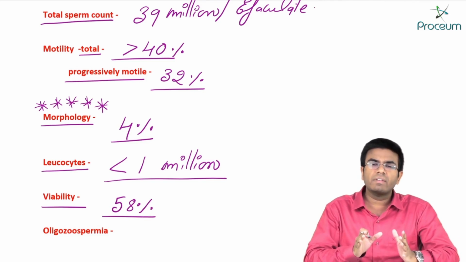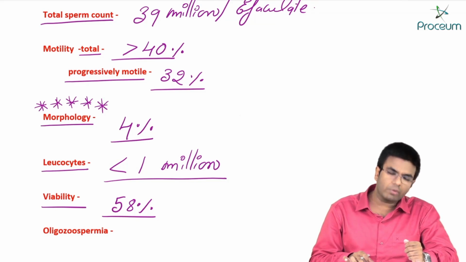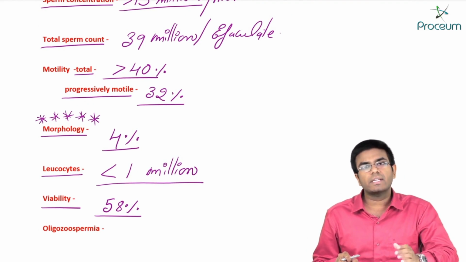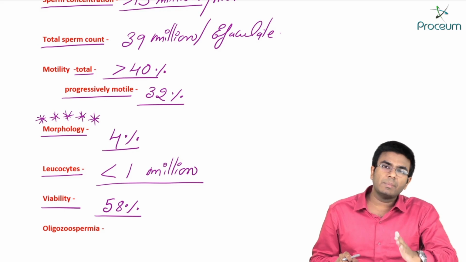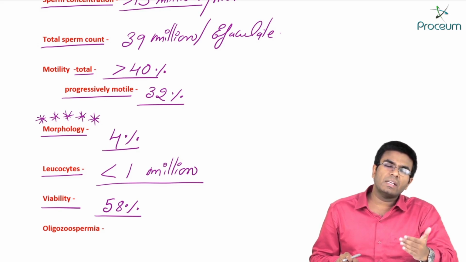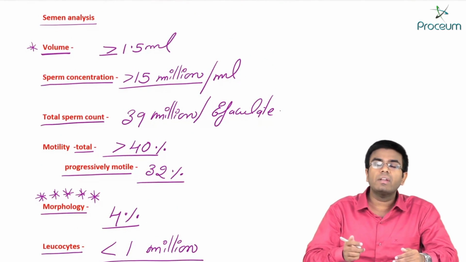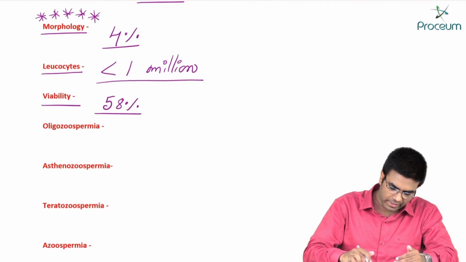So they will ask you direct MCQs. Okay, so what should be the total sperm count? The total sperm count is 39 million per ejaculate. What is the minimum semen that should be released per ejaculate? That is, the volume of semen is 1.5 ml. Okay, so direct questions they will ask in our exams.